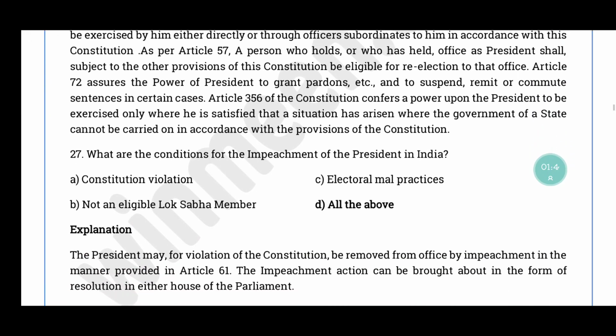Question number 27, what are the conditions for the impeachment of president in India? The correct answer is option D, all the above. President ஒரு violation of constitution நாலையும் can be removed from office by impeachment in the manner provided by the Article 67. The impeachment action வந்து can be brought in the form of resolution in either houses of parliament.